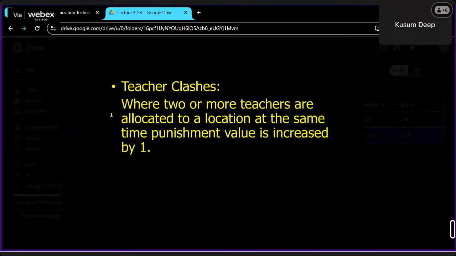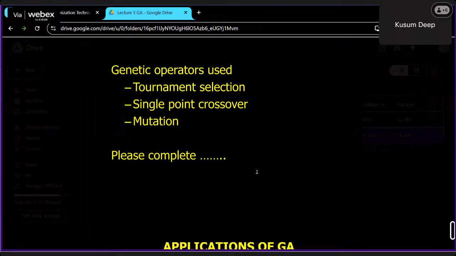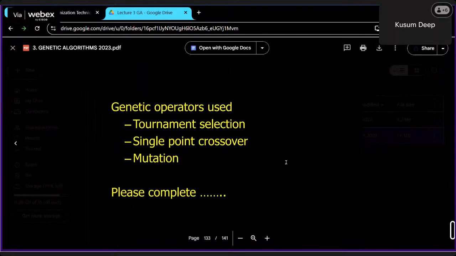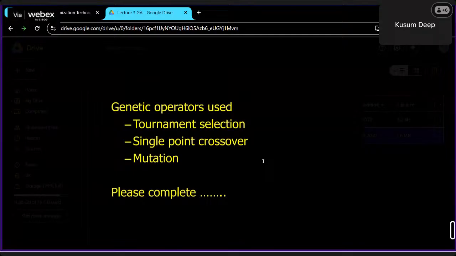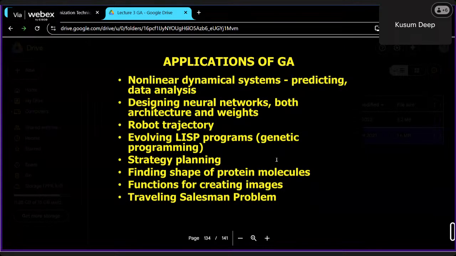So what we have done is we have generated a population and we have defined the fitness. Now we can apply the genetic operators. So tournament selection, single point crossover and mutation. So I can leave this as an exercise for you, and you can see how it works. So there are many applications of genetic algorithm. Just a few of them are listed.